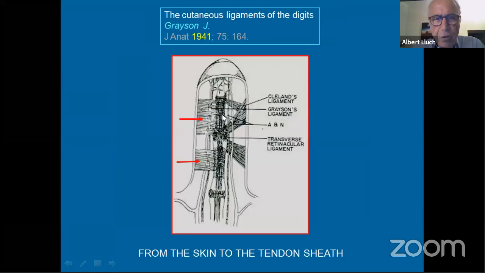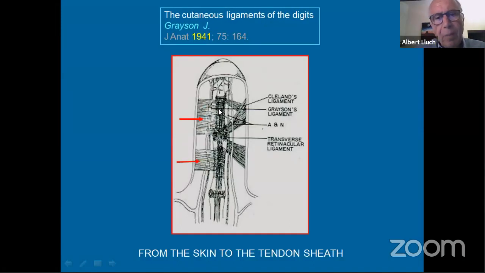And then a few years later, Grayson, with more detail, saw another ligament, which is called the Grayson ligament. This is the Cleland's ligaments that we saw before. They go from the skin to the phalanx, to the bone, and they are dorsal to the nerve and to the artery. The artery is dorsal to the nerve. And the Grayson ligament goes from the skin to the flexor tendon sheath. And what's the purpose of these ligaments? To stabilize the skin in the finger.